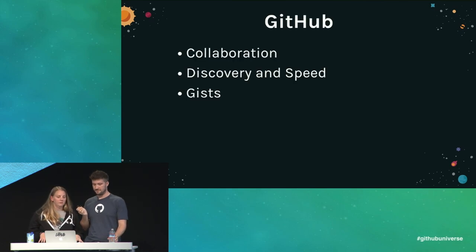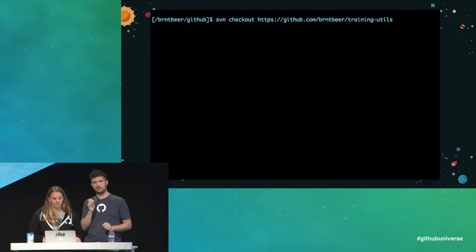So next we're going to talk about some stuff to do with actual GitHub. So we're going to cover a little bit of collaboration, some discovery and speed, and then gists as well. So I know we're going to be talking about GitHub stuff, but we're still going to be on the command line just for this one little slide of transition here.